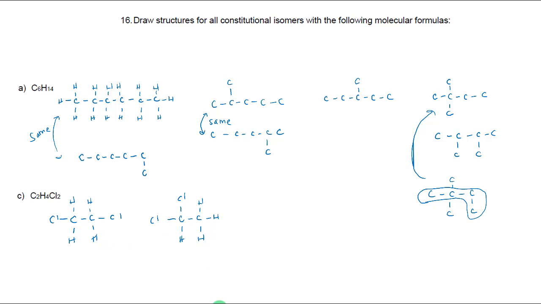So that's how you would draw constitutional isomers. And you just want to make sure when you're doing these that you don't accidentally rotate one of these bonds and then think that this is a different isomer. So this second one here, this is not different.